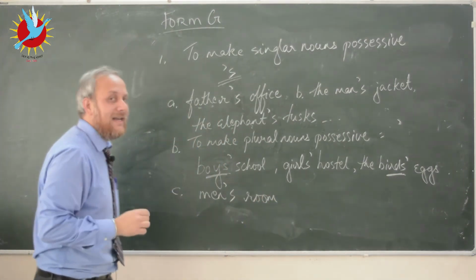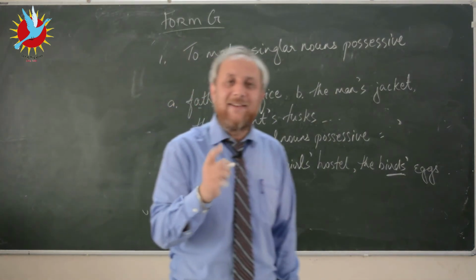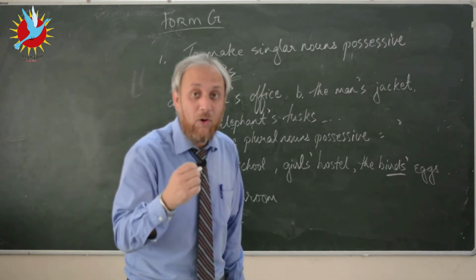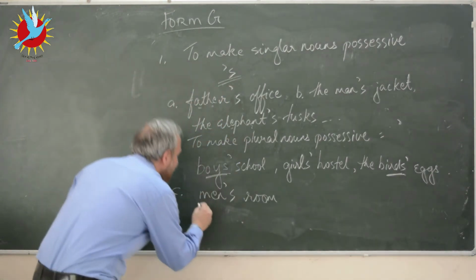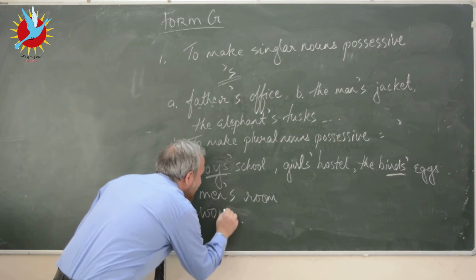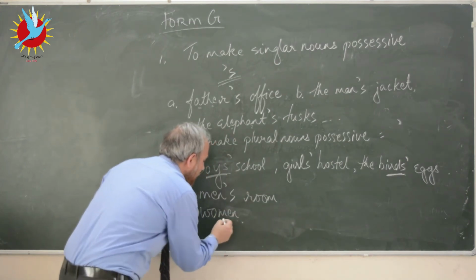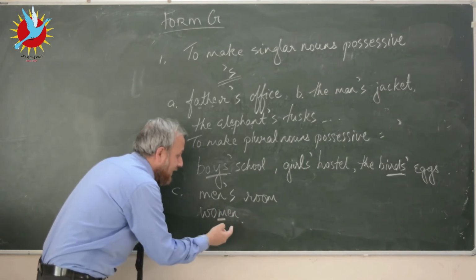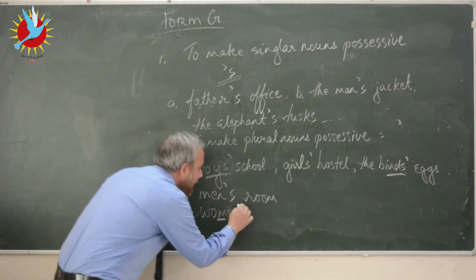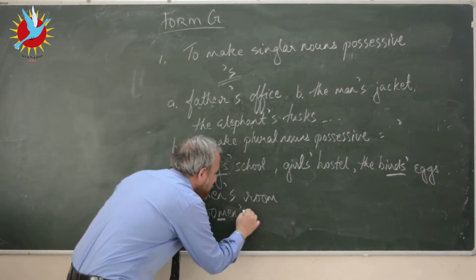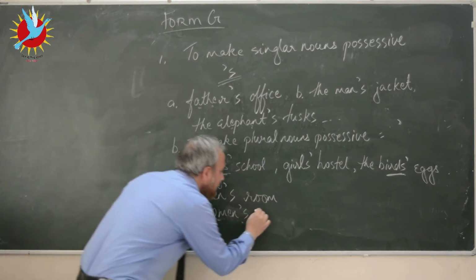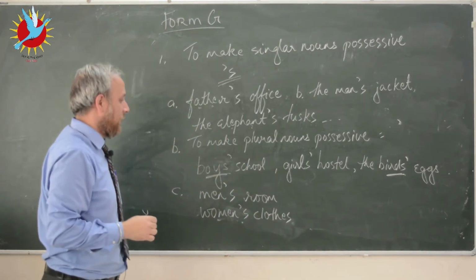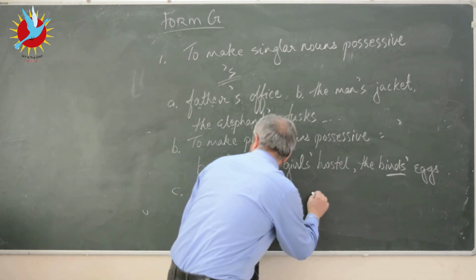Okay, let's look at another plural noun that does not end with S. Let's say, what is the plural form of woman? W-O-M-A-N. The plural is women, W-O-M-E-N. So this is a plural noun, yes or no? Does it end with S? No, it doesn't. So how will I make it possessive? I will just add the apostrophe and the S. So women's, let's say, clothes.